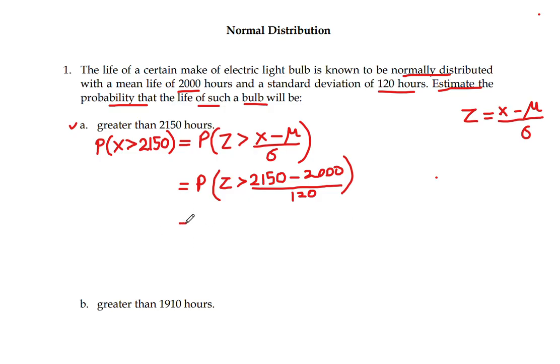And all we're going to do now is that we're going to simplify this. So to simplify this, we get the probability that Z is greater than, now 2,150 take away 2,000 is going to give us 150. And so we have Z greater than 150 divided by 120, which is going to be equal to the probability that Z is greater than. And so now we simplify by dividing 150 by 120, which is 1.25. So this is Z greater than 1.25.